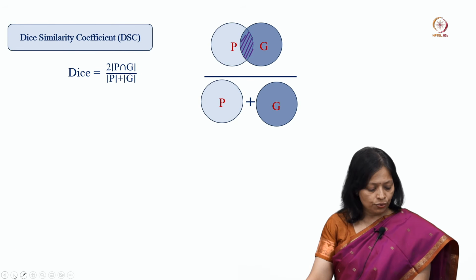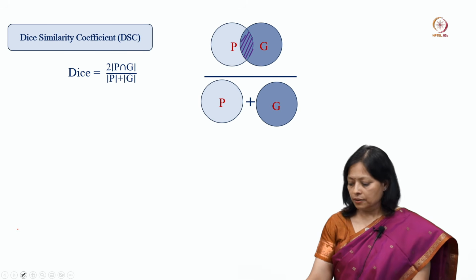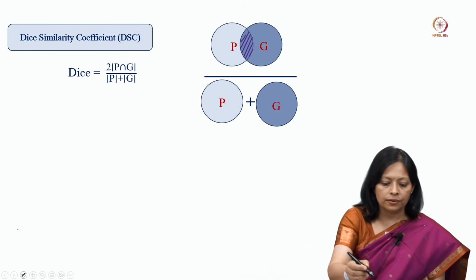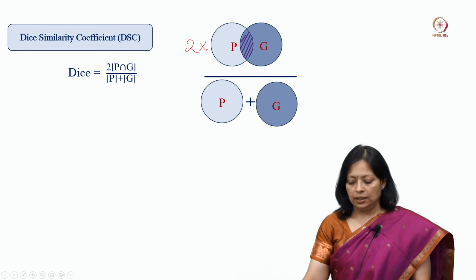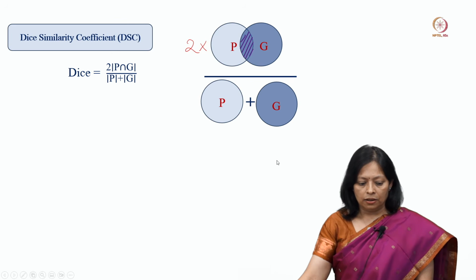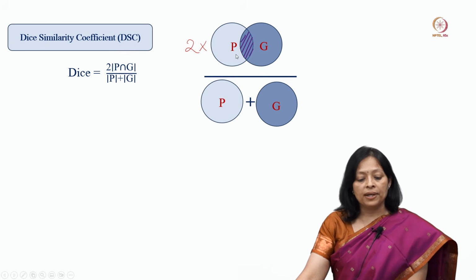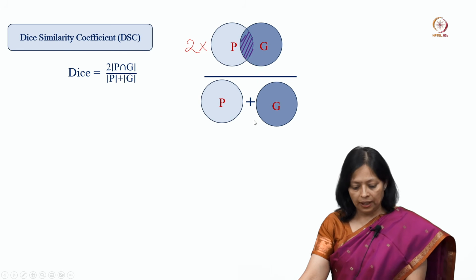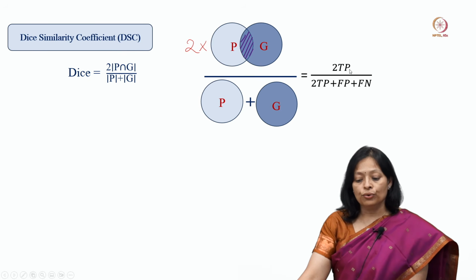there should be a 2 here, I will write it with the pen. So, this should be 2 times this one divided by P plus G. As we all know, P is the predicted mask, G is the ground truth. And this can be written as 2 true positive divided by 2 true positive plus false positive plus false negative.